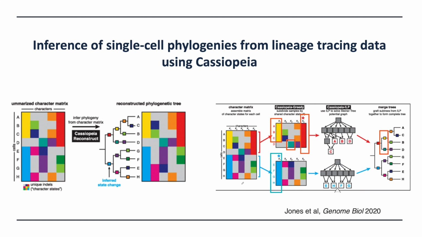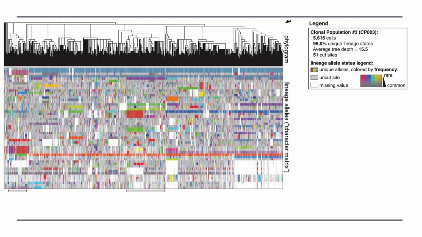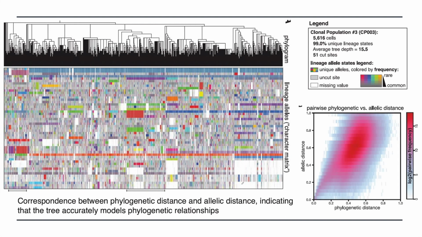Let's go back to the clone CP3. This is a whole color map of lineage information of this clone and its phylogenetic tree. Every column is a subclone carrying a unique combination of indels, and every row is an allele bearing different indels. By comparing the phylogenetic distance and allele distance, they found the tree accurately models the phylogenetic relationship.